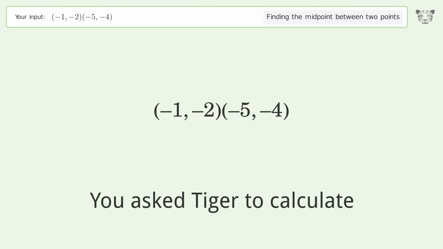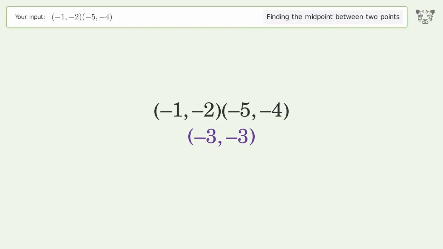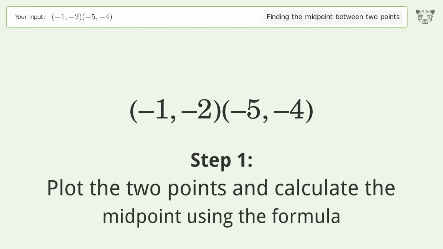You ask Tiger to calculate. This deals with finding the midpoint between 2 points. The midpoint between the 2 points is -3, -3. Let's solve it step by step. Plot the 2 points and calculate the midpoint using the formula.